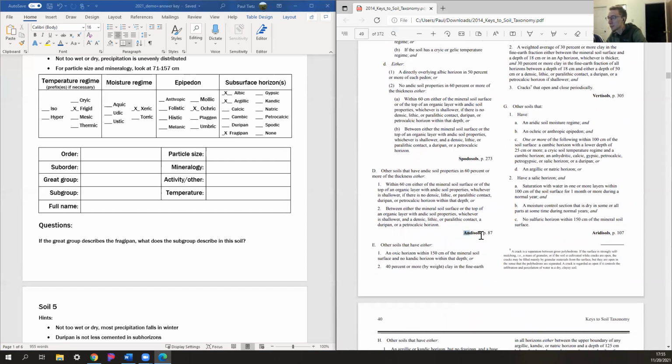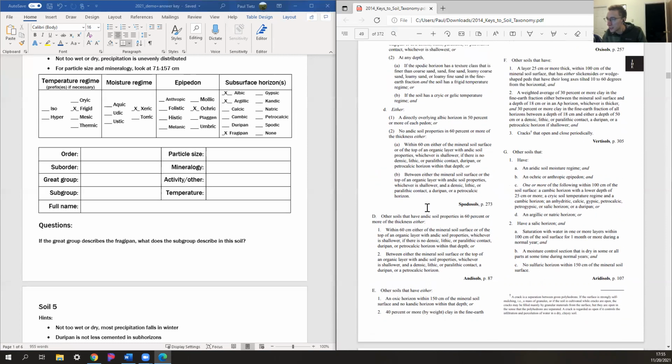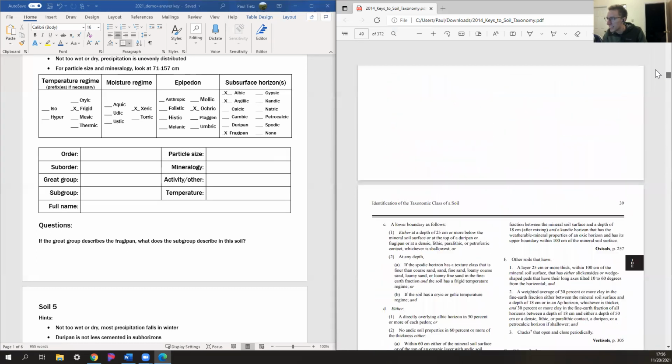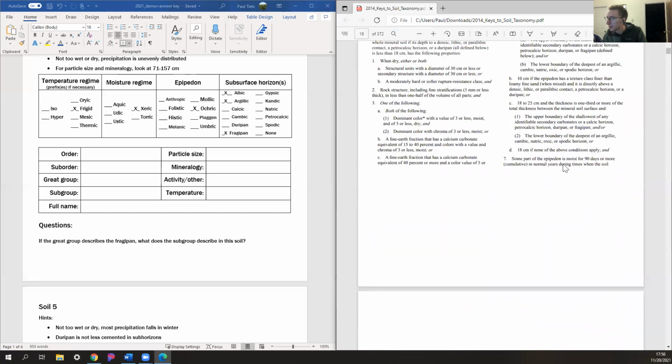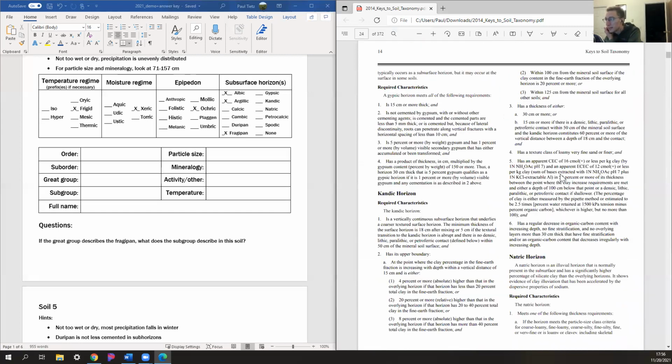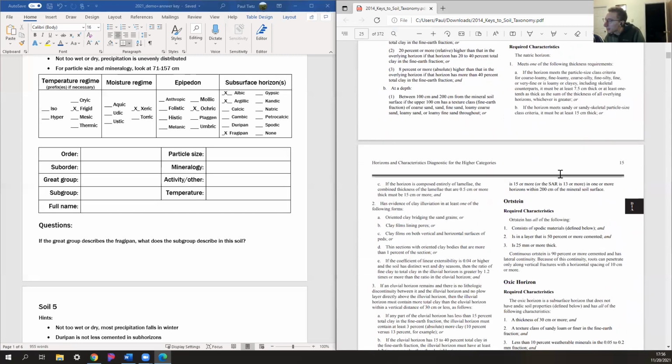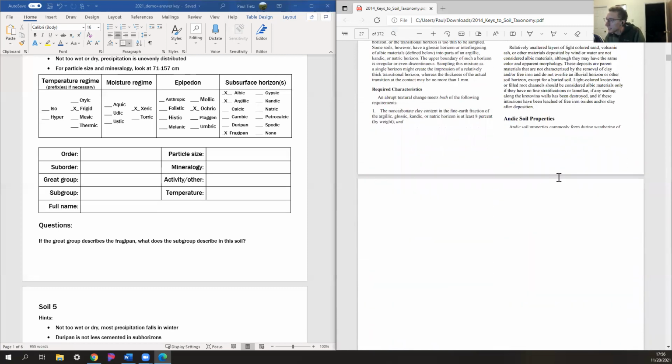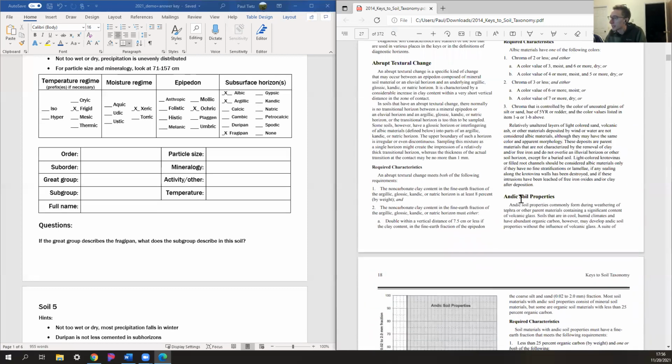Now this is an option, andisols. Remember, we have that volcanic ash influenced parent material. So we have to have andic soil properties in 60% or more of the thickness of the mineral soil surface, really is what this is saying, kind of depth dependent. So let's find our andic soil properties definition. I believe that's on page 18. So let's scroll up here and down a little bit. 15, 17, 18.